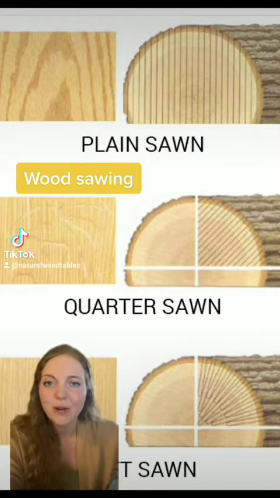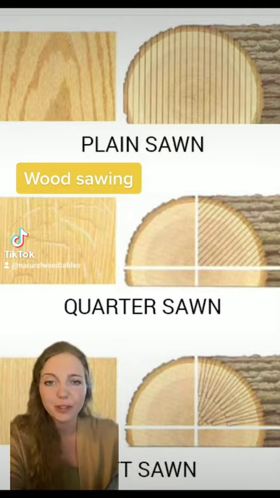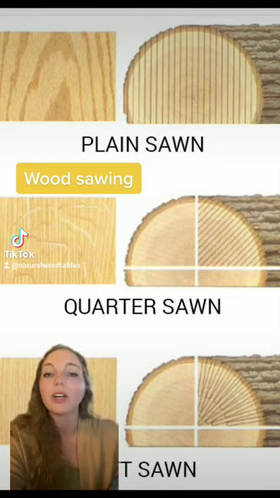Today we're talking about wood sawing. Wood sawing is when you take a log and you run it through a sawmill and you get planks. There are three main ways that you could run your log through your sawmill.